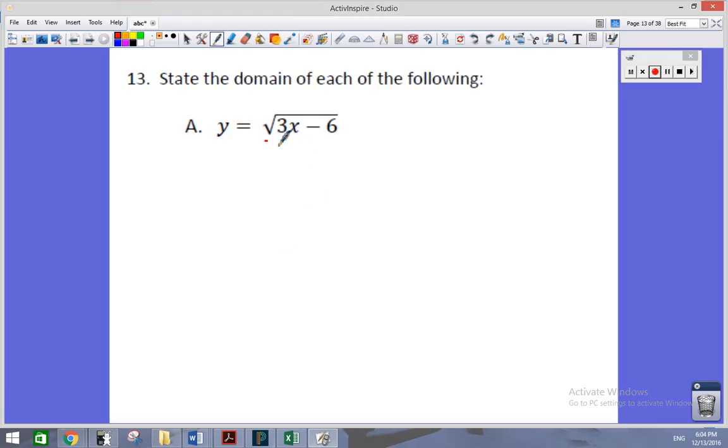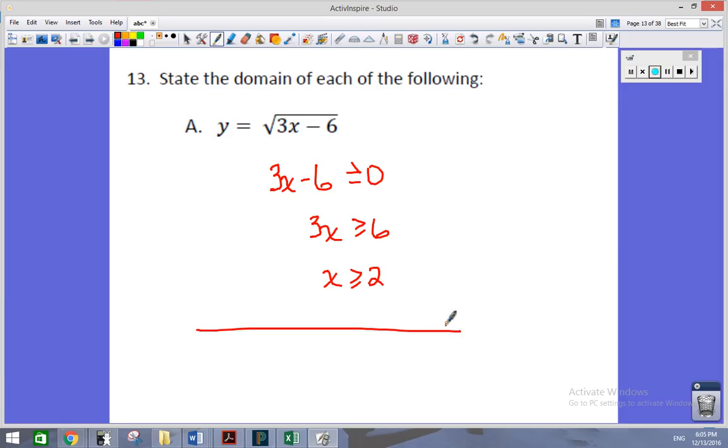I do not have any variables in a denominator, so I don't have to worry about that. But I am concerned that there might be some value of x that makes 3x minus 6 negative. I need it to be 0 or positive. So let's solve this inequality for x. 3x, if we add 6 to both sides, has to be greater than or equal to 6, because otherwise you'd be negative. So divide both sides by positive 3, and 6 divided by 3 is 2.